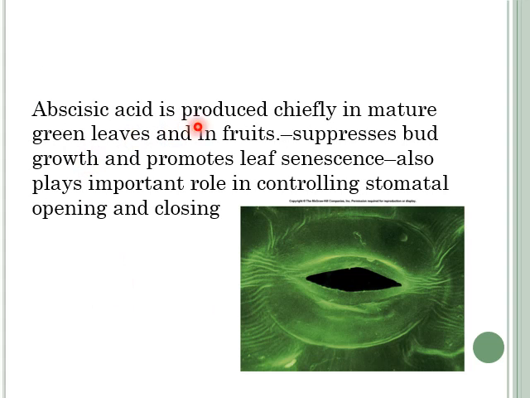Abscisic acid is produced chiefly in mature green leaves and in fruits, suppresses bud growth and promotes leaf senescence, and also plays an important role in controlling stomatal opening and closing. Number 2, they are the stress hormone. They help the plants to overcome various unfavorable conditions like solar radiation and water stress, and to withstand all these stressful conditions. Another name of this hormone is stress hormone.